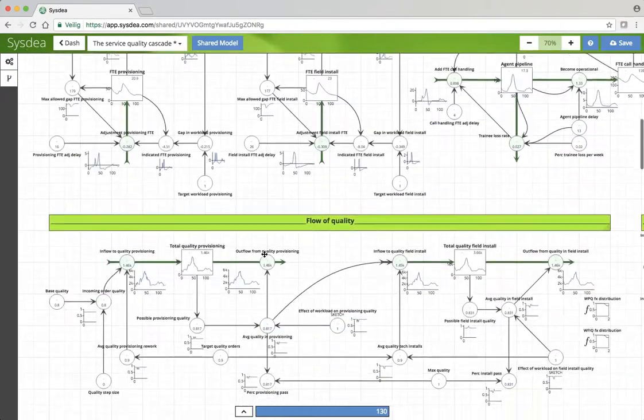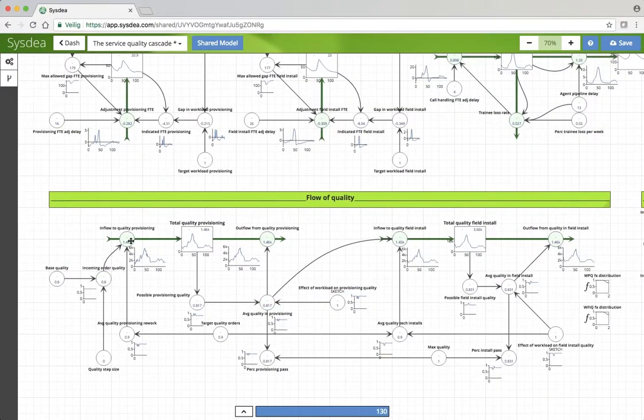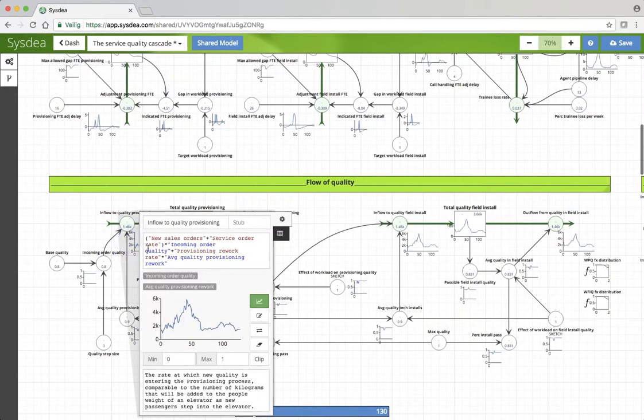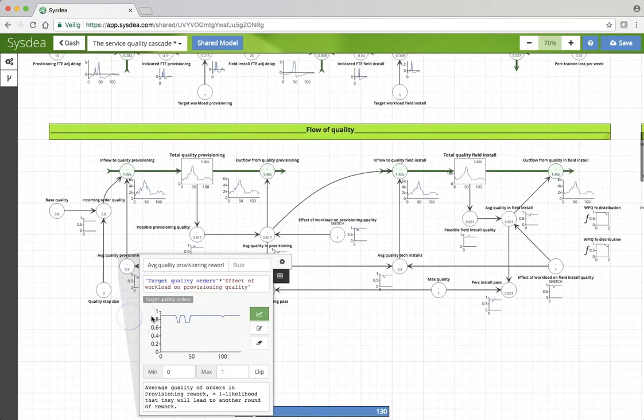Okay, back to quality. So the new orders come in with 80% correctness. That's what we say here. Also, we say that for the service order. For the provisioning rework rate, the other inflow, we assume it's the average quality in provisioning rework. And the average quality in provisioning rework, we say that's the target quality, but there is a workload effect.